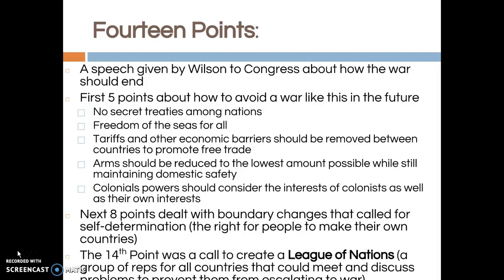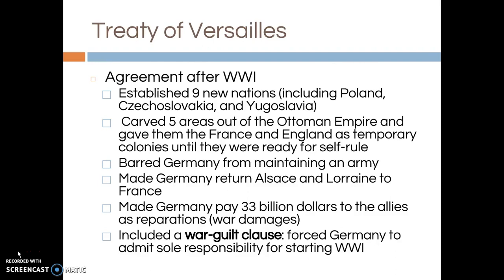The peace process is going to be known as the Treaty of Versailles. President Wilson is going to give a speech called the 14-point speech. You don't necessarily need to put anything but the first 5 points down right now, because we'll talk about it more in detail. But his goal was very ideological. He wanted to avoid war in the future. So make sure you put those first 5 things: no secret treaties, freedom of the seas, tariffs and economic barriers should be removed, arms should be reduced to the lowest amount possible, and the colonial powers should consider the interest of colonists as well as their own interest, and also the League of Nations. So just pause it, put those in there, and we'll talk about those in more detail.